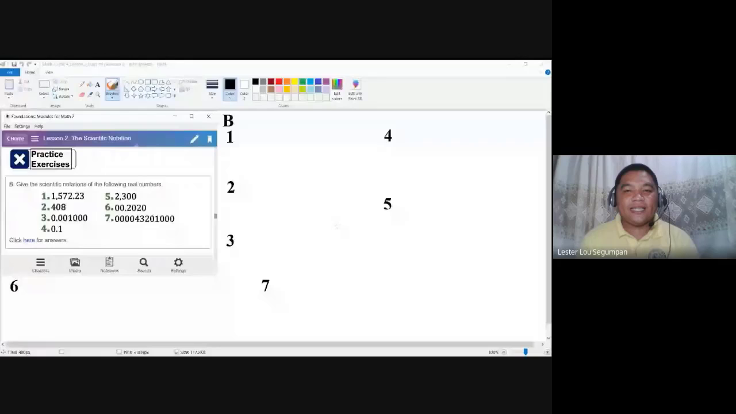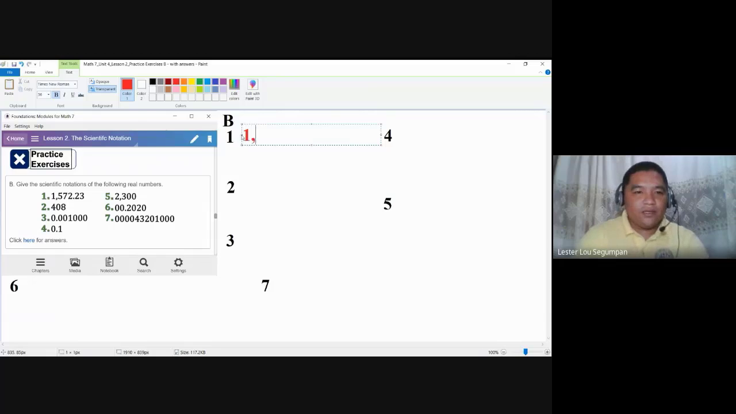So I have here seven different real numbers in their standard form. When you say standard form, they're actually in any form such as integers or numbers in decimal notation, etc. So we have here the numbers 1 to 7. Let me copy number 1 so that we could illustrate. So you have 1,572.33.